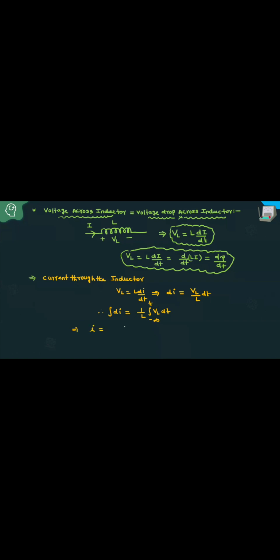I equal to 1 by L integral minus infinity to 0 of VL dt, that is the voltage across the inductor, plus 1 by L integral 0 to t of VL dt. Then what does this indicate? This first term is the initial current in the inductor. If the initial current in the inductor is not given, you have to take this as 0. So I equal to IL of 0 plus 1 by L integral 0 to t VL dt.